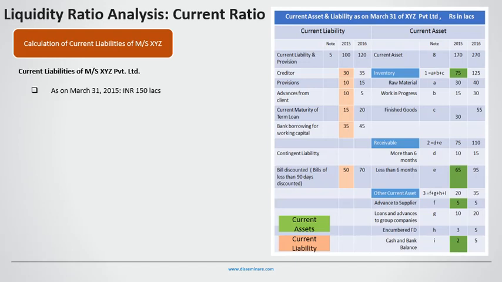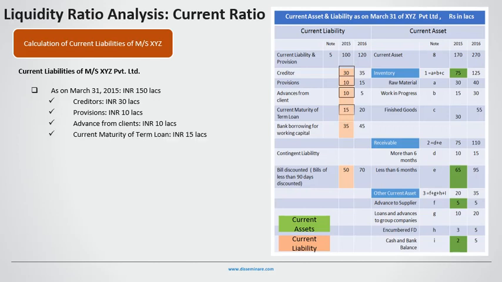As on March 31, 2015, the total current liability of MSXYZ is Rs 150 lakhs. The calculation of current liabilities includes creditors of Rs 30 lakhs, provisions of Rs 10 lakhs, advance from clients of Rs 10 lakhs, current maturity of term loan of Rs 15 lakhs, bank borrowing for working capital of Rs 35 lakhs. Bills discounted for Rs 50 lakhs.